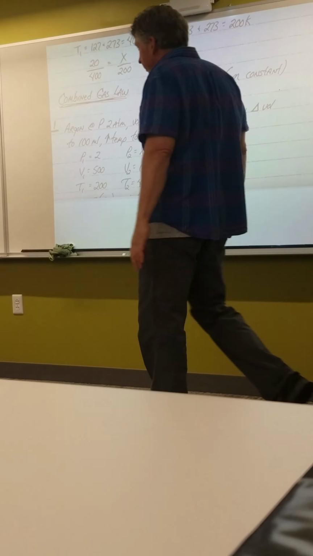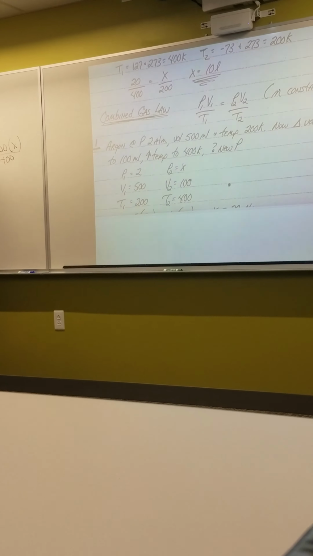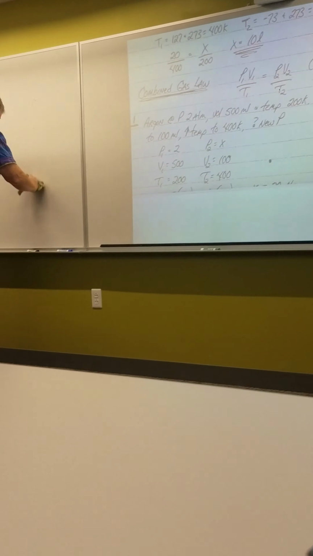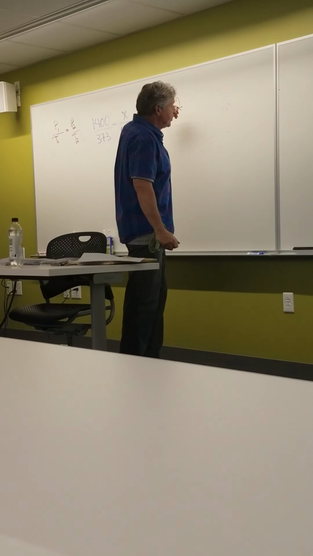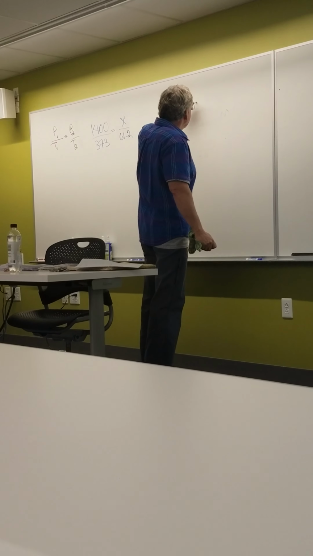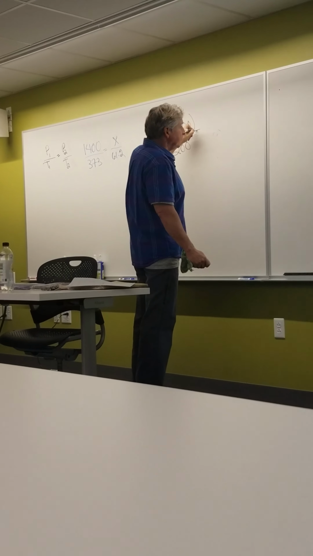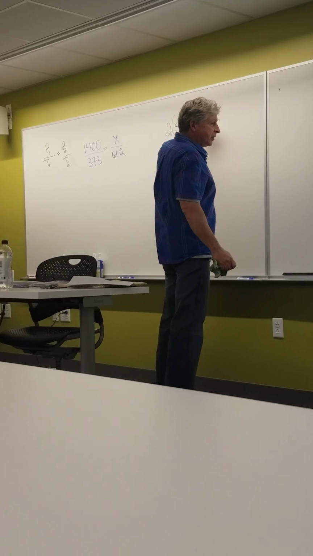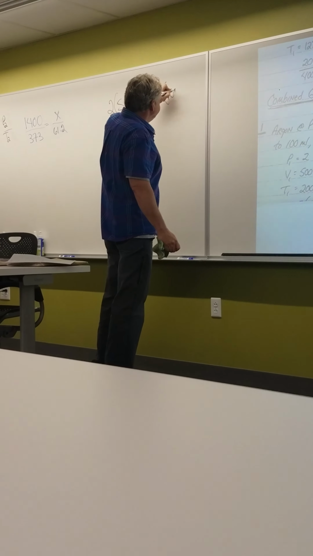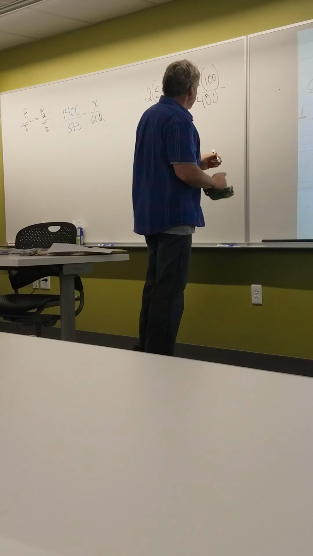So plug your numbers in, solve for the unknown. That's all you do. So once again, this one, we're going to go 2 times 500 over 200 equals first pressure, second pressure, X times 100 over 400. There you go.